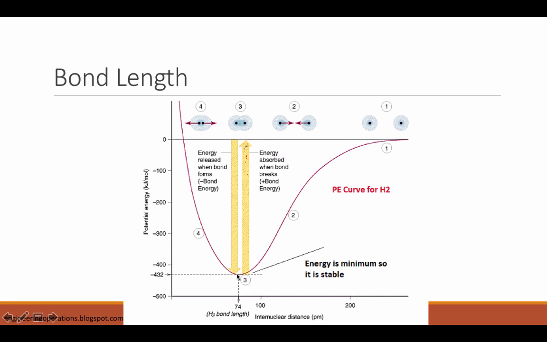If we were to continue to move the atoms towards each other, we'd start to see an increase in potential energy as the repulsive forces begin to override the attractive forces. Notice also that when we get to this optimal length, the potential energy difference that we see here is our bond energy. In other words, it's the amount of energy released when the bond is formed, or the amount of energy required to break the bond.